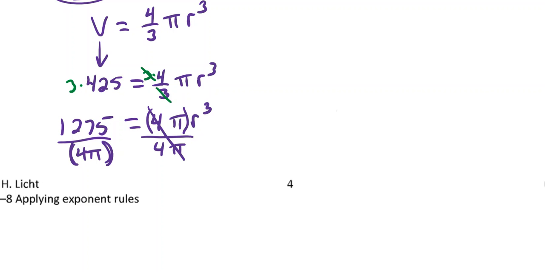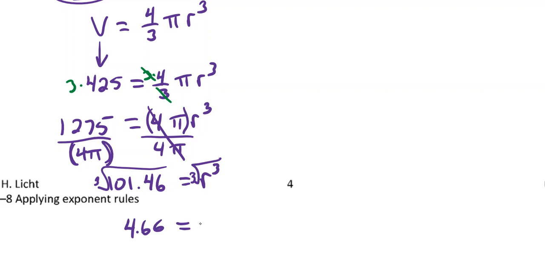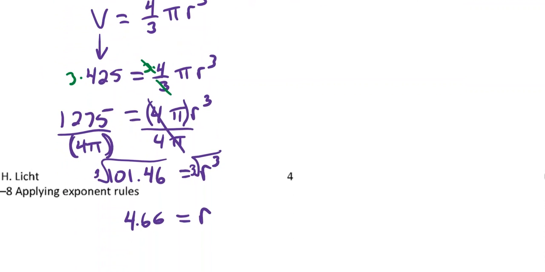So we've got 1275 divided by... Okay, so we end up getting 101.46 is equal to r cubed. And then what's the very last thing we do? If r cubed is equal to that, we're going to cube root it. Yeah, good. Cube root both sides. So we get the cube root of that is 4.66 is equal to r. So yeah, good enough. So 4.7.